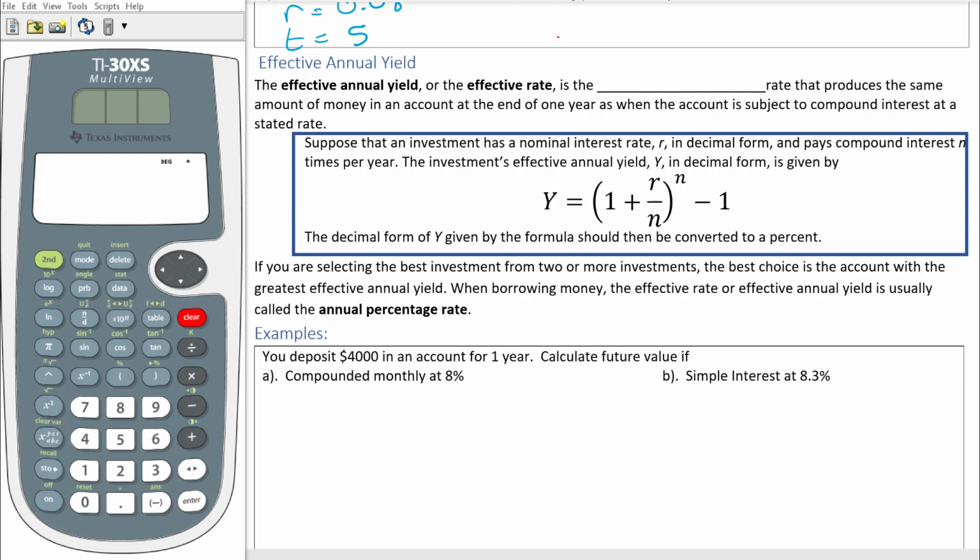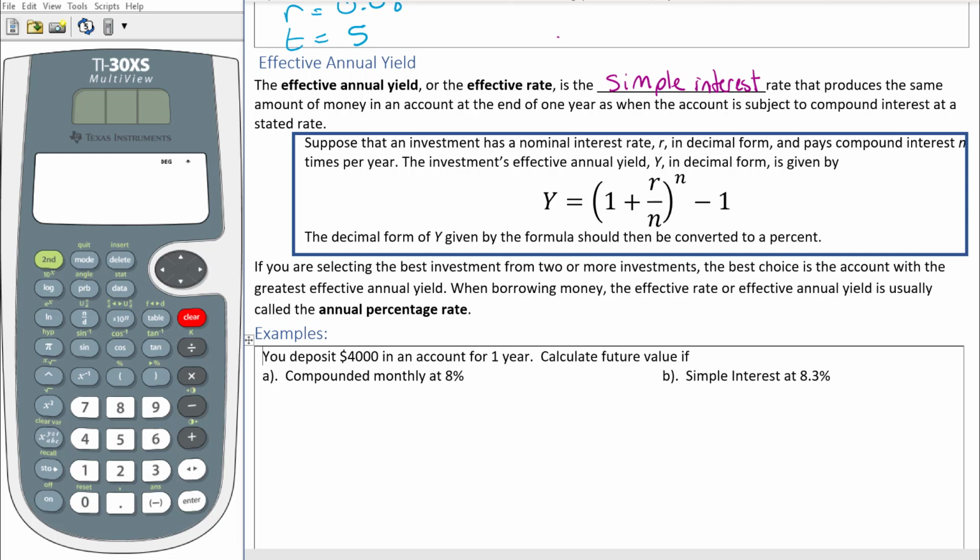So the next topic we're going to be talking about is effective annual yield, or the effective rate, which is the simple interest rate that produces the same amount of money in an account at the end of the year as one when the account is subject to compound interest at the stated rate. What this is useful for is often comparing two different rates with different compoundings. You're not sure which one's better.